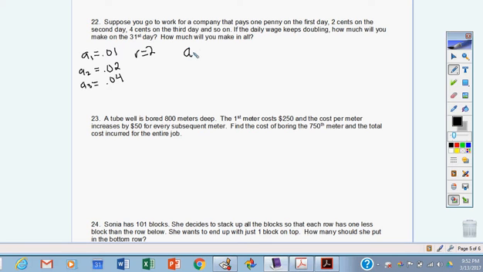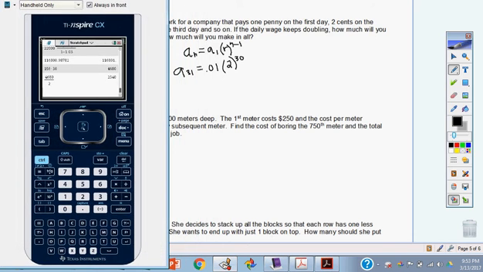Well, that's fun. It's a geometric one this time. So you have to follow this formula, r to the n minus 1. If we wanted to find the 31st day, we take the first term, which we have as 0.01, and then we have an r value that is 2. And then we raise it to the n minus 1, so that would be to the 30th power. So, pulling up the calculator here, we have 2, and we raise it to the 30th power. Have that, wow, times 0.01.